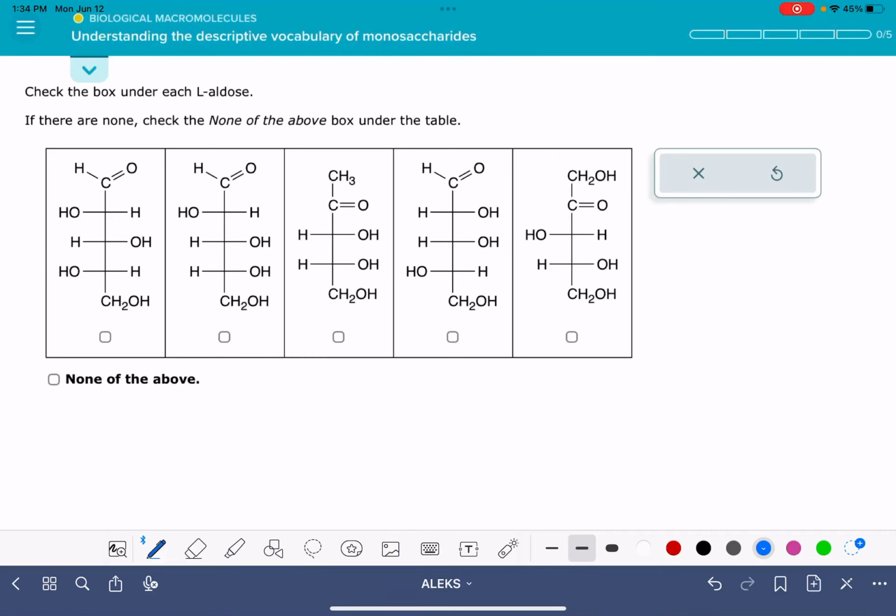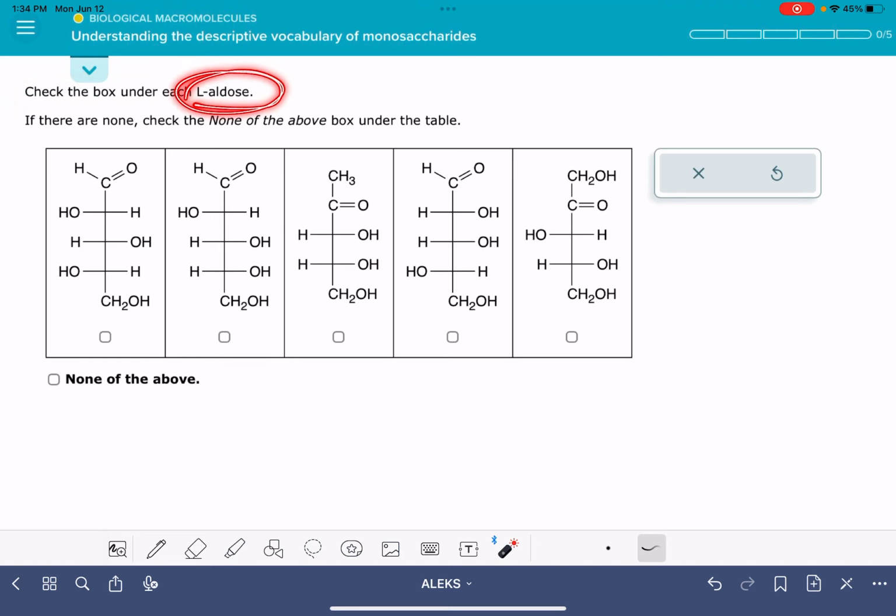In this video, I'm going to show you how to solve the ALEKS problem called Understanding the Descriptive Vocabulary of Monosaccharides. There are two different versions of this problem. I'm going to show you this particular version, and I'm also going to talk about the second version of the problem. In this version, you are given a structure of 5 different monosaccharides, and it's asking you to identify each one that is an L-aldose.